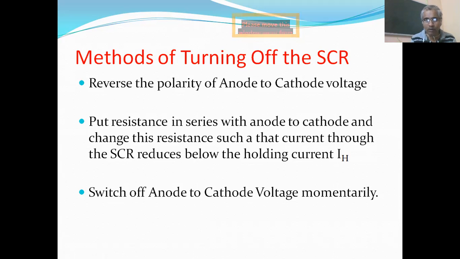To make the SCR off, reverse the polarity of the applied voltage. Or put a very high resistance in series with the anode and increase the value of this resistance in such a way that the anode current reduces below the holding current. Or the third method is to switch off the anode to cathode voltage momentarily, then the SCR can be turned off. So there are three methods to turn off the SCR.